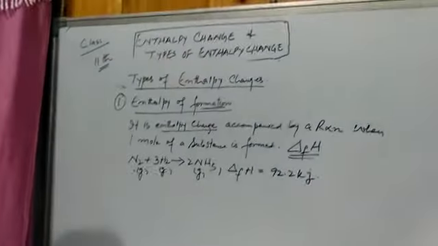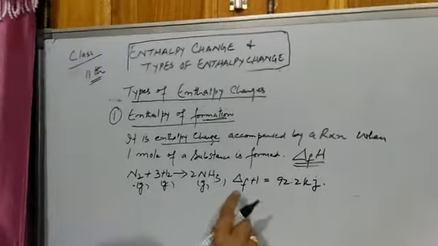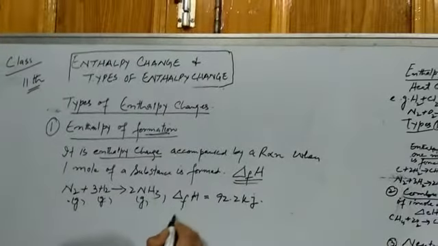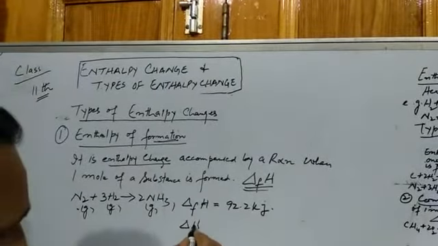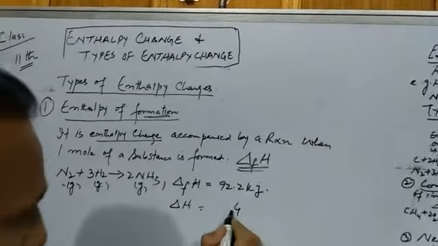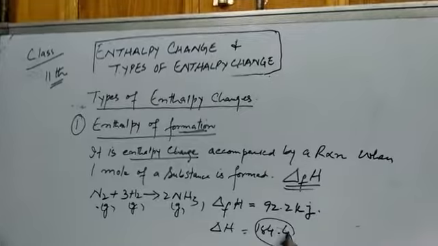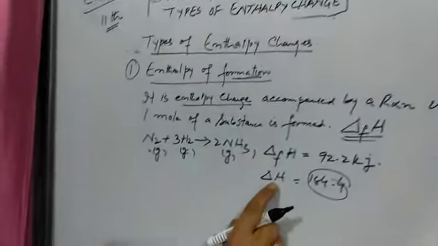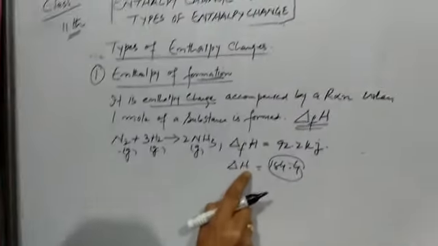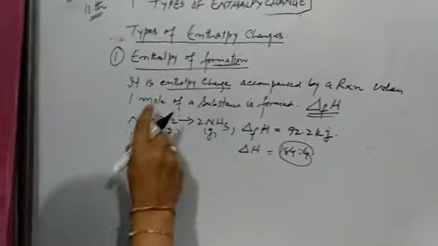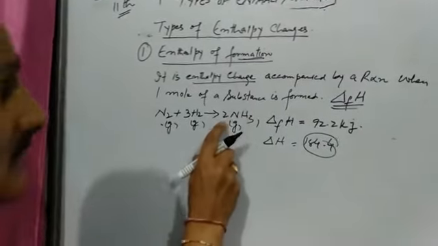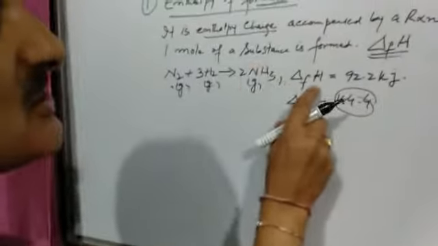What does this mean? However, if it would have been like this, delta H would have been double of this, that is 484.4. But this is not enthalpy of formation, this is enthalpy change, because enthalpy change is for the whole reaction, for 2 moles. But enthalpy of formation is for 1 mole.